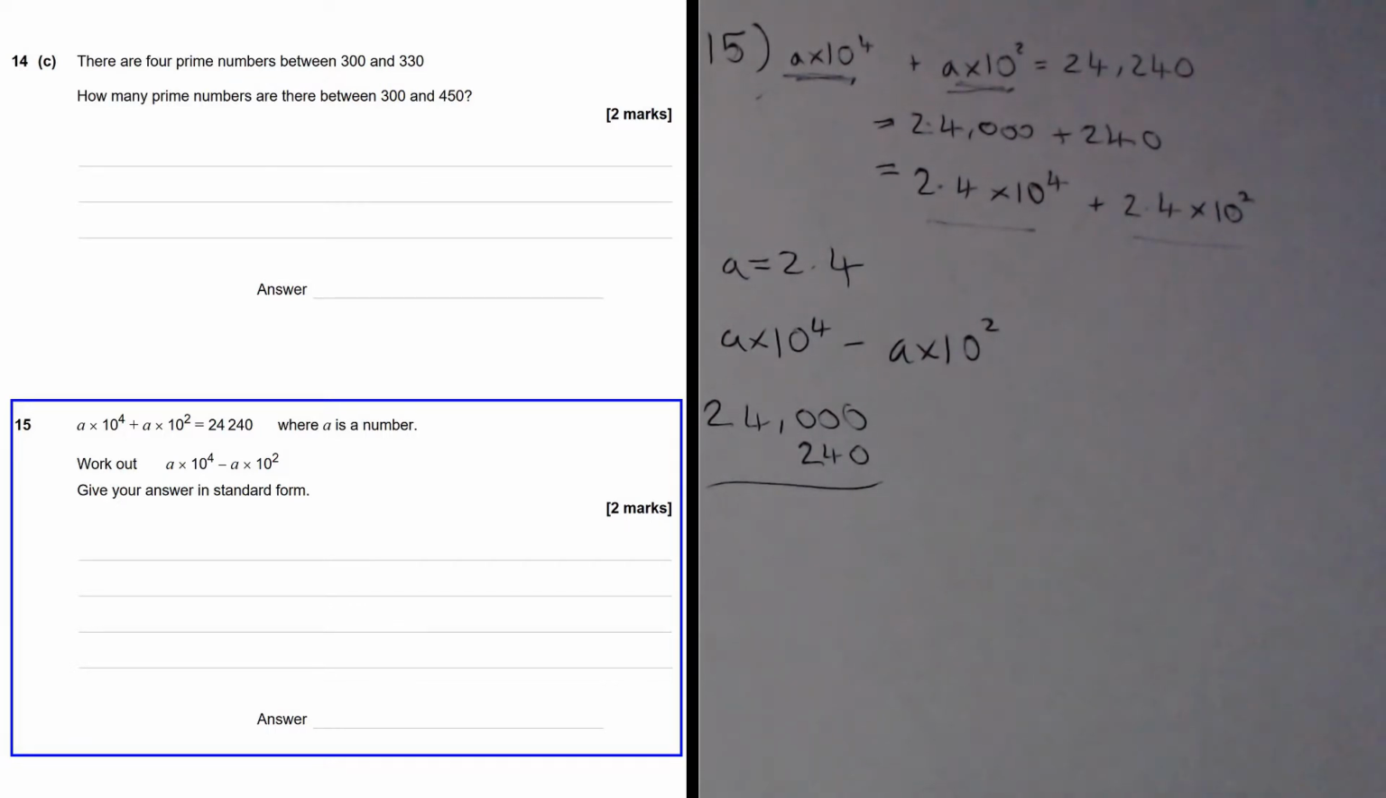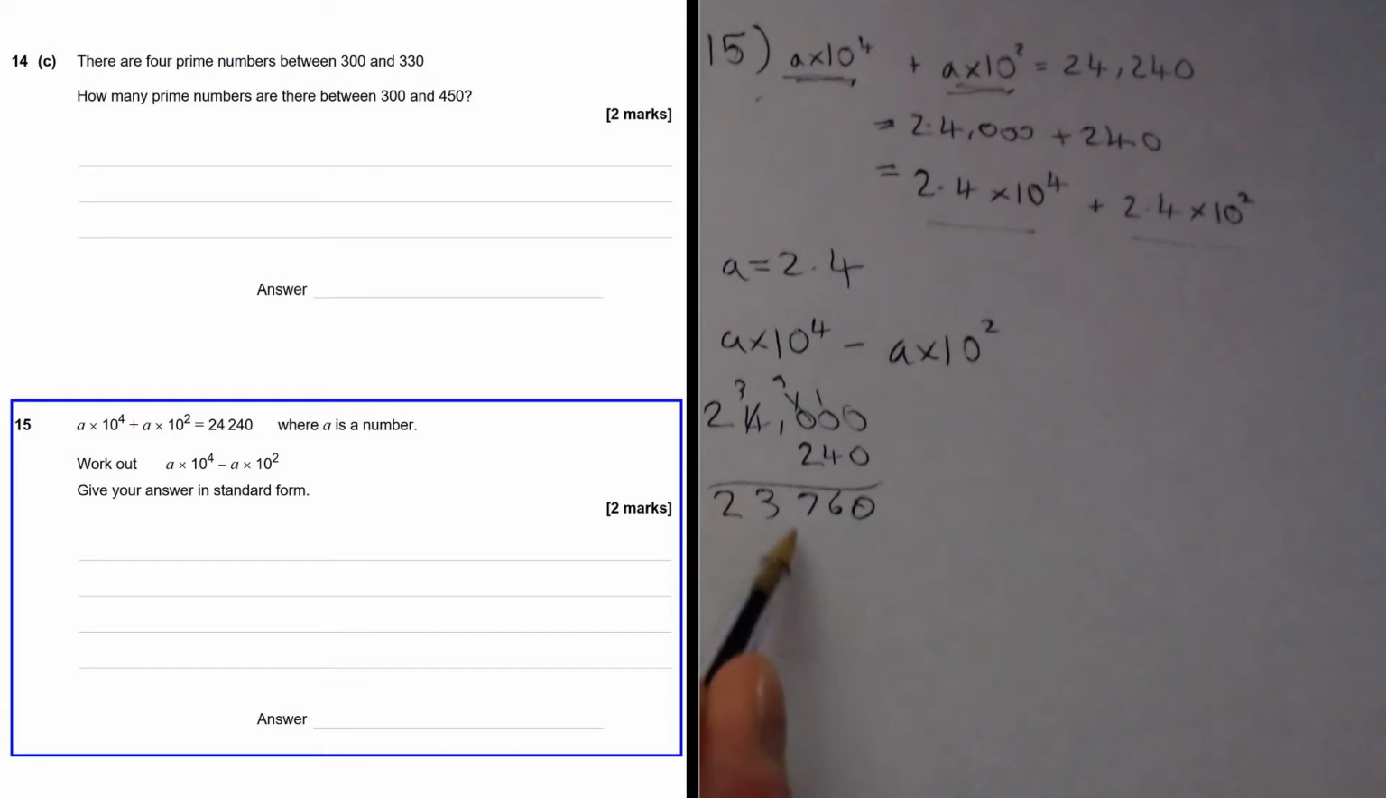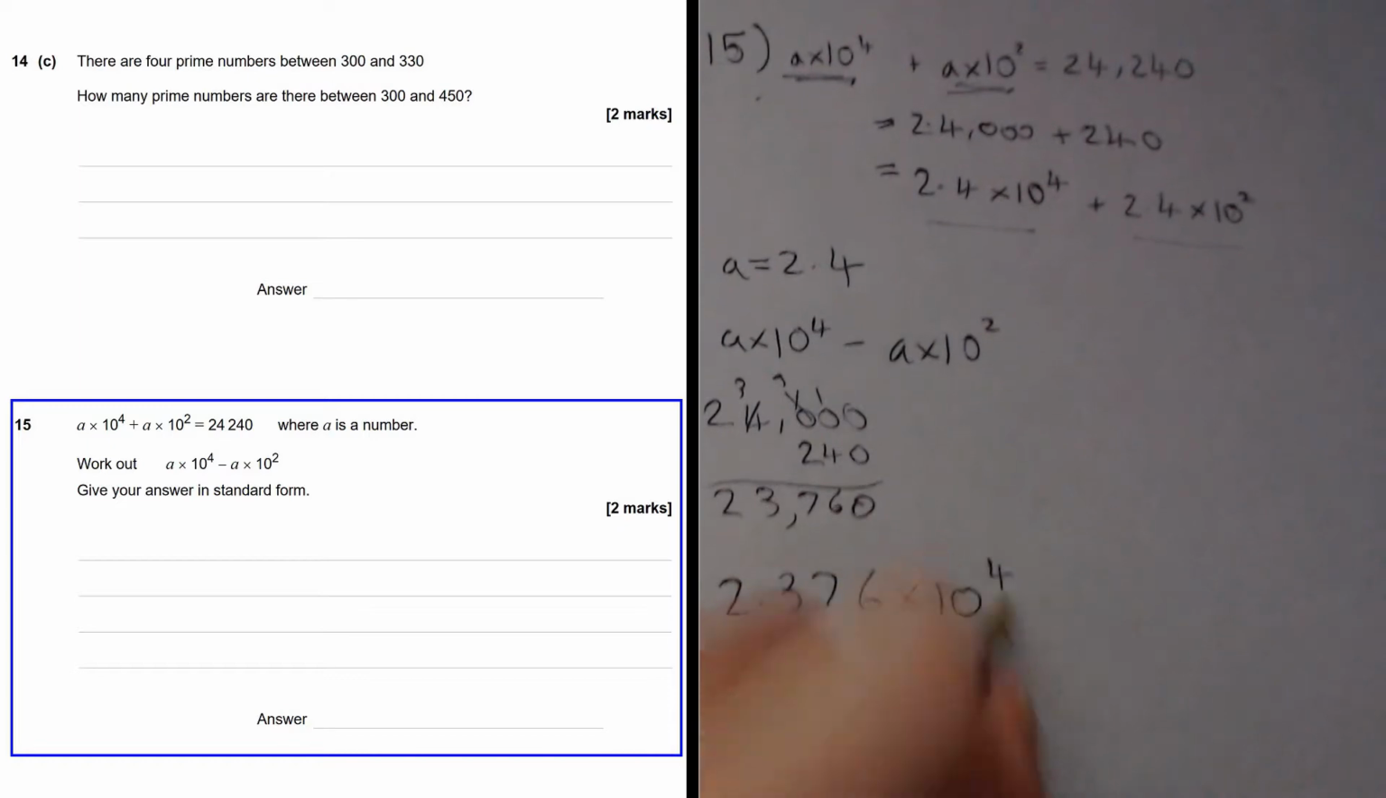I'm going to do this the long way around. 0 minus 0, 0. 0 minus 4 can't do, so we need to carry. That 4 becomes a 3. That becomes a 10. We need to carry once more, so that becomes a 9. And we carry here. 10 minus 4 is 6. 9 minus 2, 7. 3 minus 0 is 3, 2 minus 0 is 2. So we have 23,760. But be careful, we need to write our answer in standard form. So this is going to be 2.376 times 10 to the power 4.